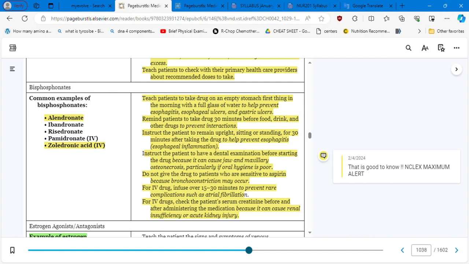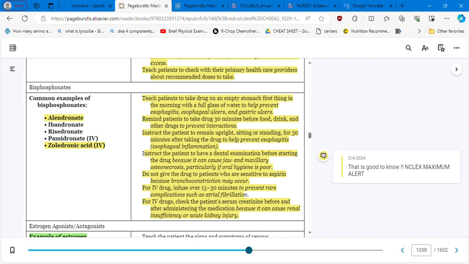Why? Because there are too many factors we need to consider, right? For example, we don't want the patient to take this drug on an empty stomach first thing in the morning because we want to prevent esophagitis. It's a question of safety. Bisphosphonate is related to safety measures, nurses, okay? Esophagitis is not a joke.